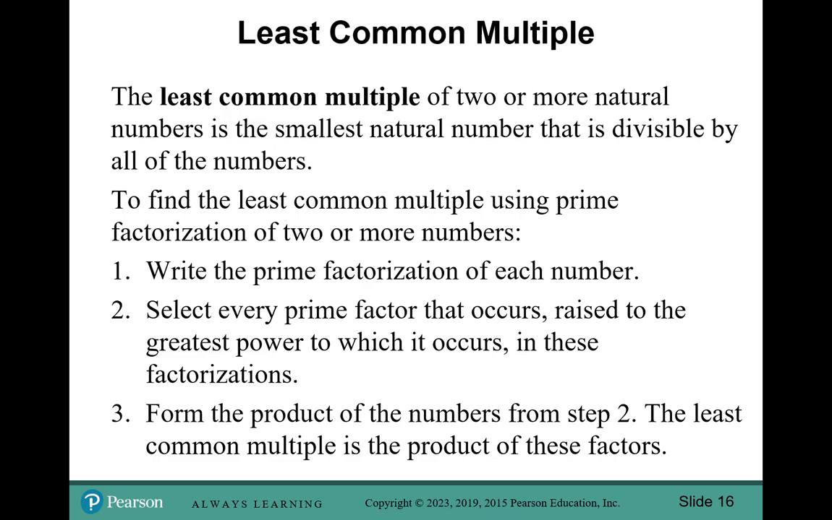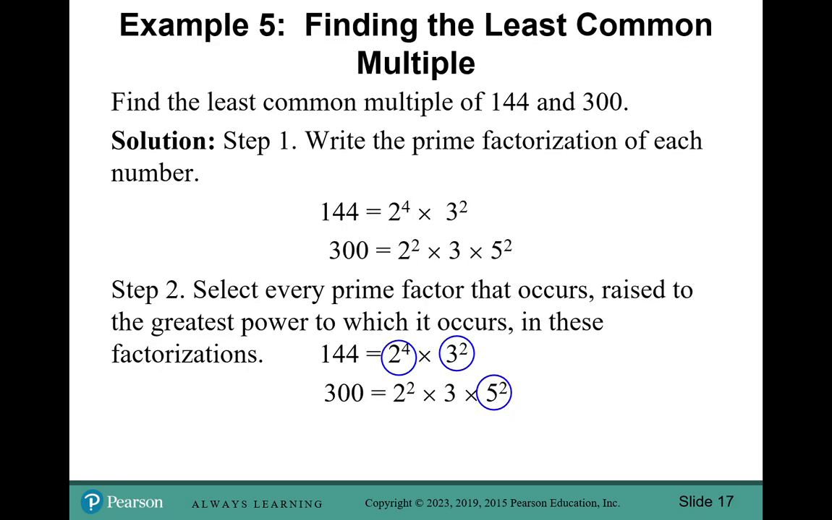Second, we will select each prime factor that occurs raised to the greatest power, in this case, to which it occurs in those factorizations. And then we will form the product of the numbers from step 2. The least common multiple is the product of these factors. So let's do an example.